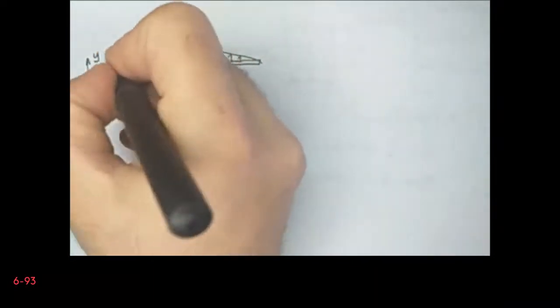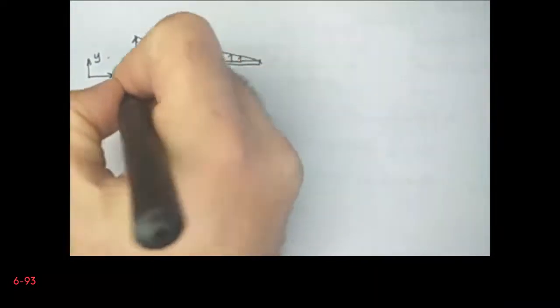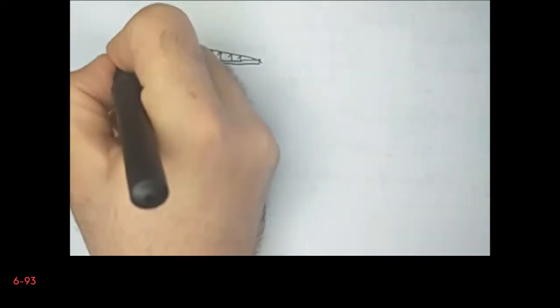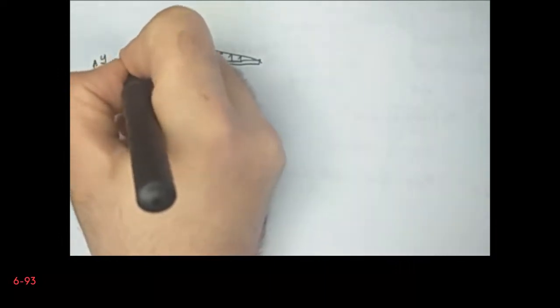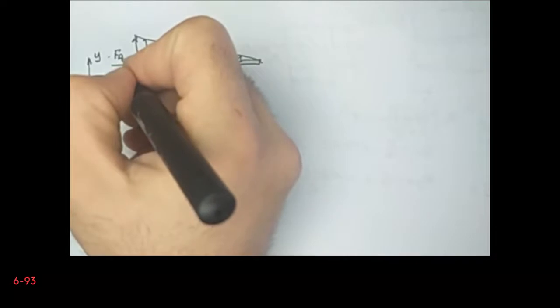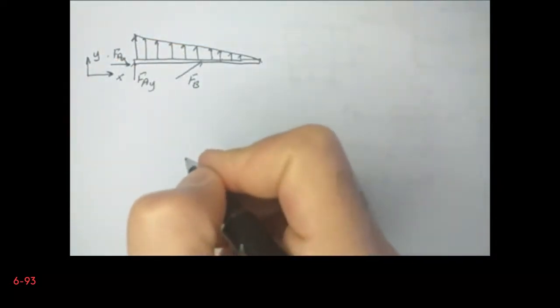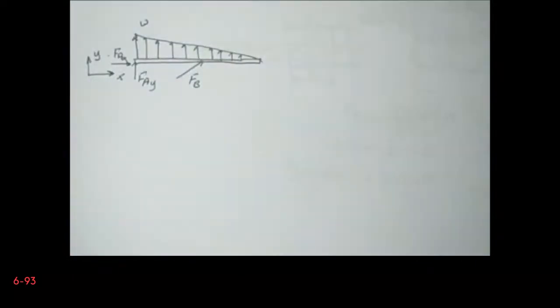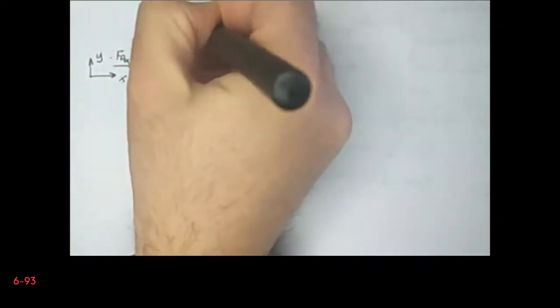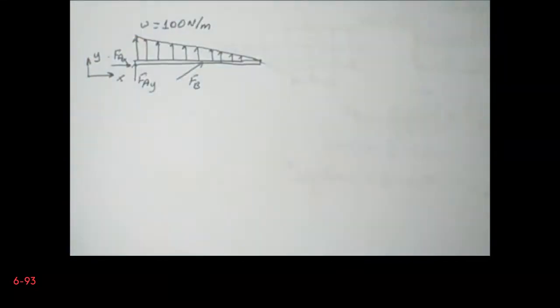Certainly we have Fay and Fax, because we have pin connection and there is no reaction moment at point A. So okay, this is the problem that we have. In fact, W is already given to us. The maximum value of this distributed load is given, that is 100 Newton per meters.